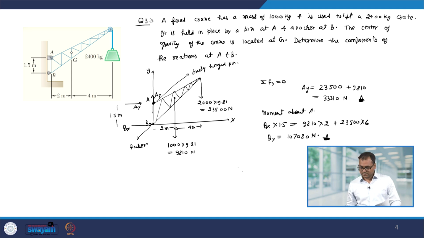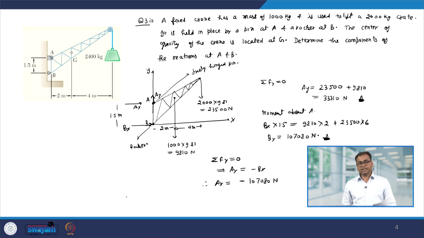Now, to find out the Ax, let us take the equation Fx equal to 0. So, this gives you Ax equal to minus Bx, therefore, Ax will be minus Bx is 107080 Newton, and the minus sign indicates that the direction of Ax is not correct. So, we have to change the direction of Ax, and the correct direction should be along the minus x direction. So, therefore, this force is acting in this direction.